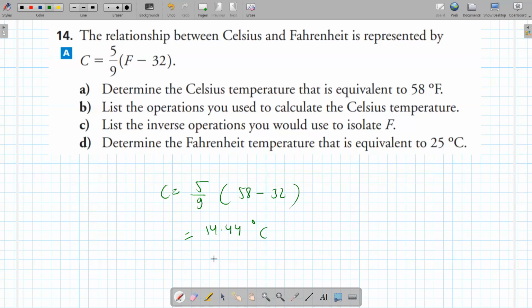It says, list the operations that you use to calculate the Celsius temperature. Well, we first subtracted, then multiplied, then divided. Now here's a good question. List the inverse operations that you'd use to calculate F, to isolate F.